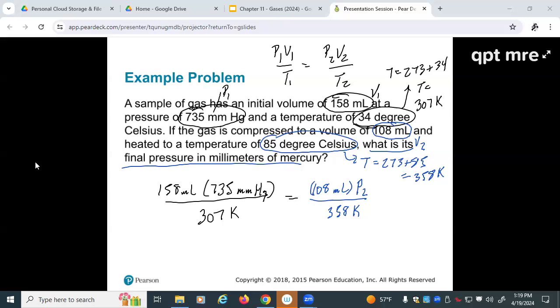To get pressure by itself, I need to multiply each side by 358 Kelvin and divide by 108 milliliters. When I do that, everything cancels on the right side except for P2. The Kelvin cancel and the milliliters cancel on the left side, leaving just millimeters of mercury as my unit. Now I just need to do the math. 358 multiplied by 158 multiplied by 735 divided by 108 divided by 307, to three significant figures, we get 1,250 millimeters of mercury.